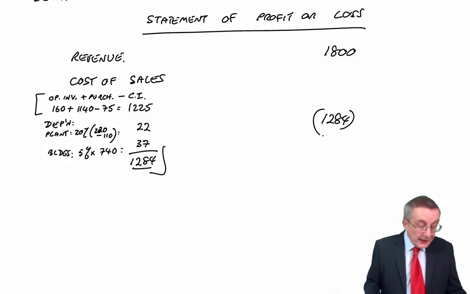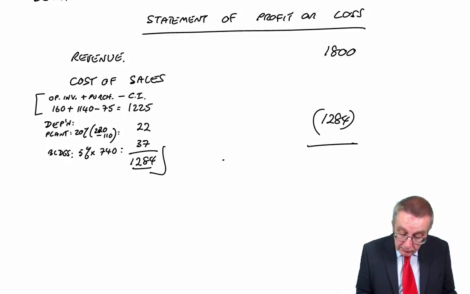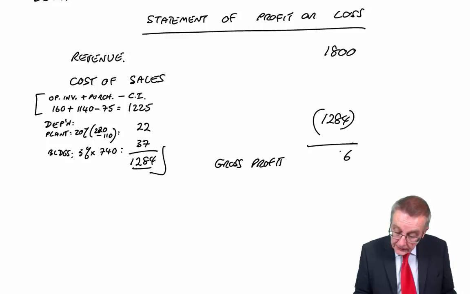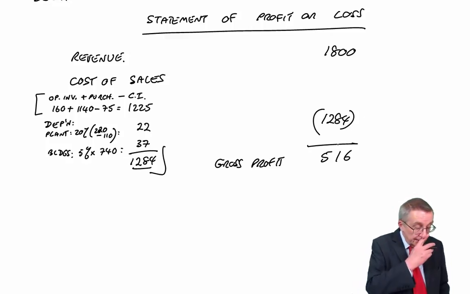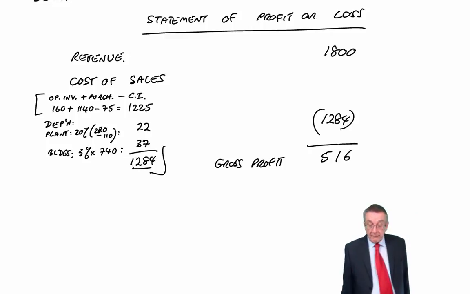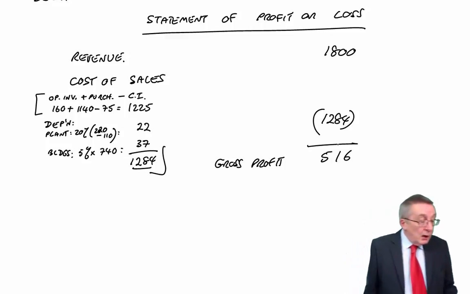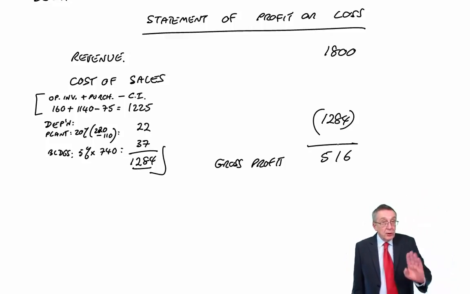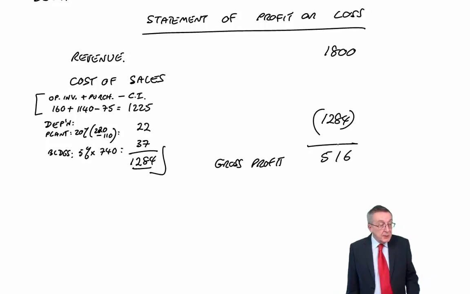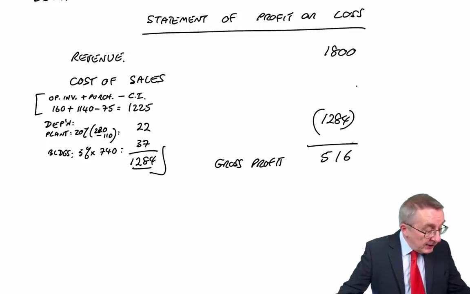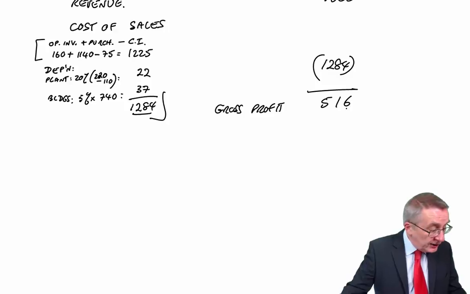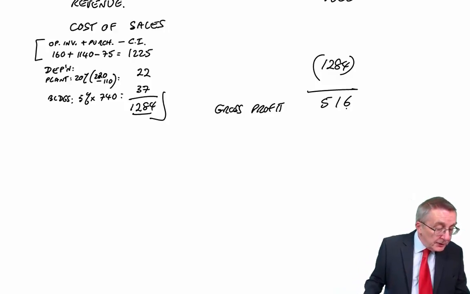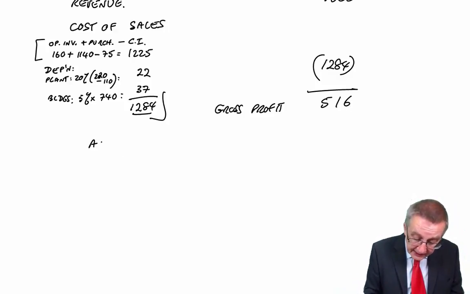Which gives us a gross profit of 615 16. What other expenses? Well, what I'm looking for is admin and selling and distribution. But running down the list, there's no mention anywhere of selling and distribution. The only expenses are admin expenses.